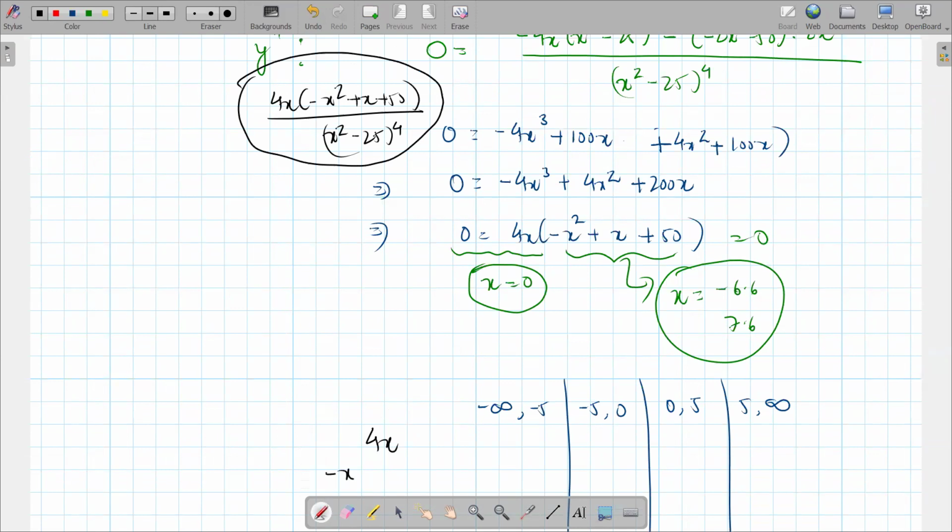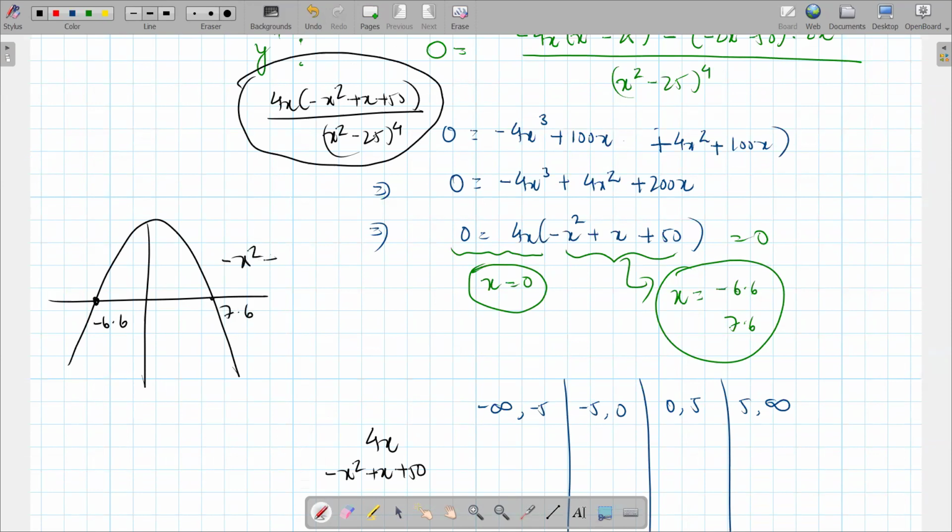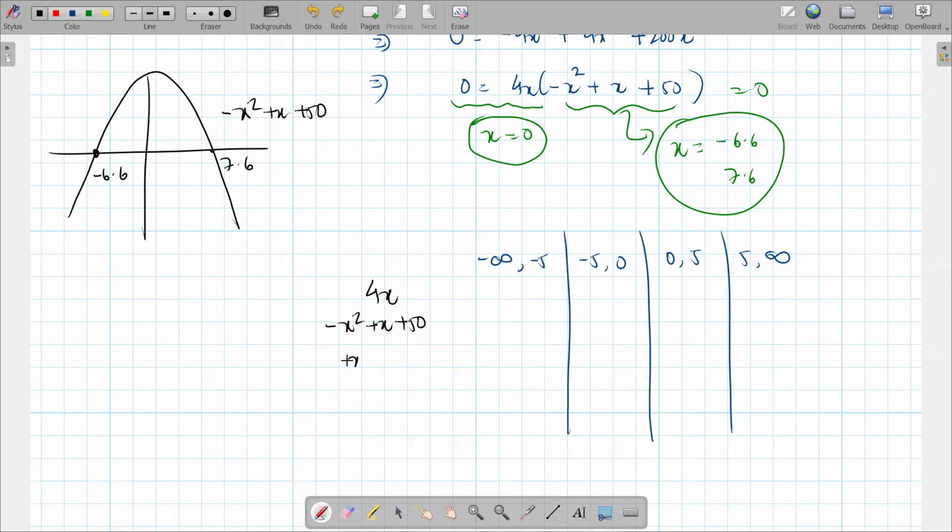I'm going to do one at -x² plus x plus 50, which looks like this. It is negative to the left of 6.6, and it's negative to the right of 6.6. This is the graph of -x² plus x plus 50. Those x-intercepts I didn't show you, but we got them using the quadratic formula because it was not factorable. So those are the two components, and the bottom component is (x² minus 25) to the power of 4. And this entire thing, when you multiply them, that is our f double prime.